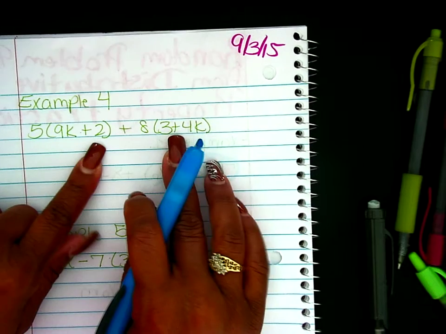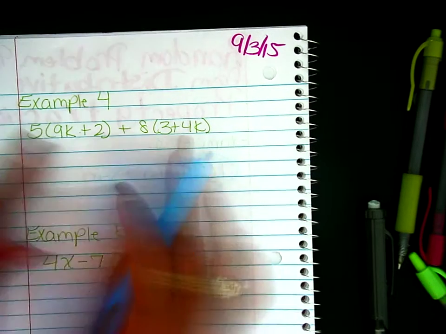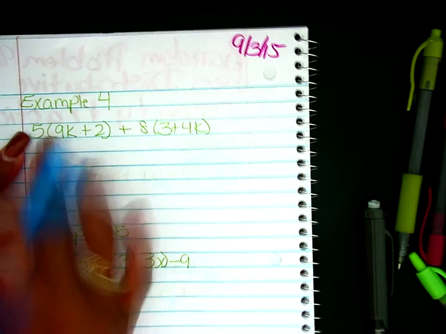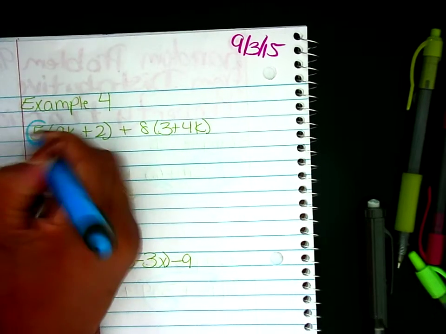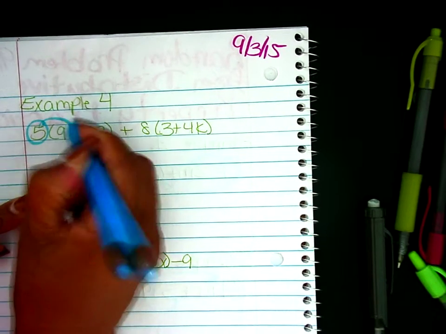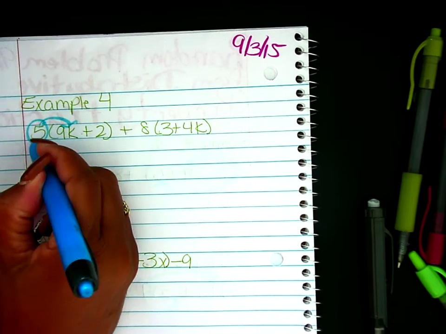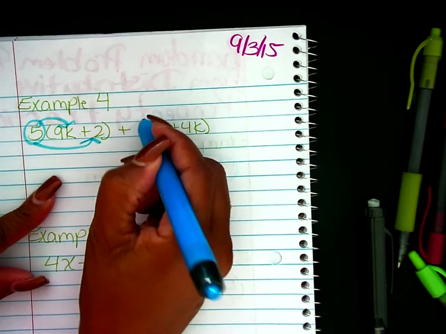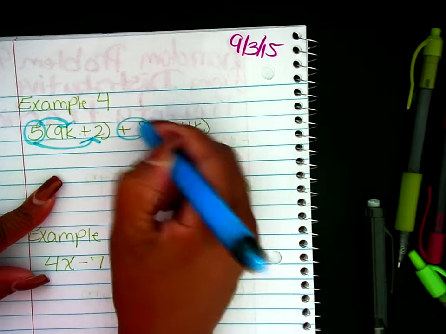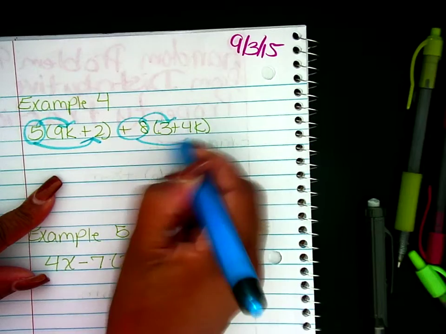Here, I have 2 sets of parentheses. Therefore, what's next to it, by multiplication, is 5 times that. Therefore, I'm going to distribute the 5 to the 9k inside the parenthesis as well as the positive 2. To this parenthesis, you have the positive 8 beside it. So I'm going to distribute the positive 8 to the 3 as well as to the 4k.